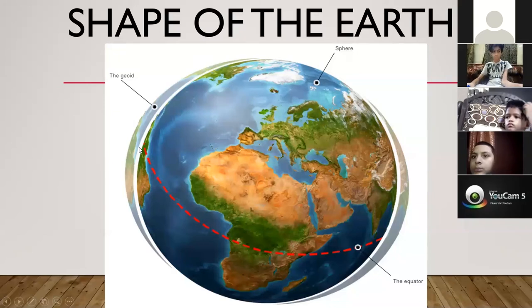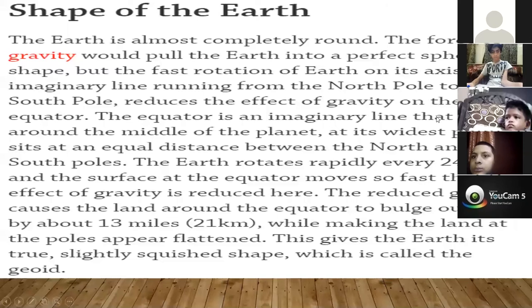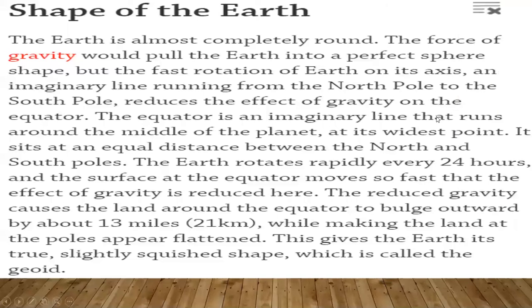So these shadows are actually telling us something. ये हमें कुछ बता रहे हैं. What are they telling us? Okay, the shape of the earth. I'm reading it for you. It's a very interesting fact, which I really enjoyed while I was reading it. The earth is almost completely round. Yes, it is round, obviously.